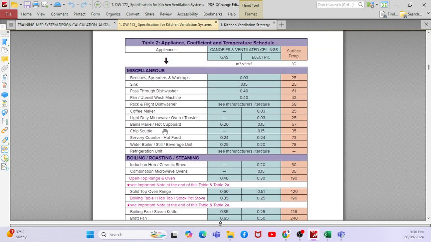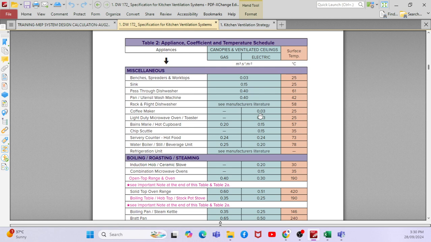Each equipment has a coefficient. You can see the appliances, then the coefficient and temperature schedules, where you can see the coefficient factor for each of the equipment, how it's operated. You can say it's like the efficiency of the machine, but it's not efficiency, basically it is a factor you are going to apply. For example, when the appliances dissipate heat, it will be through the surroundings.